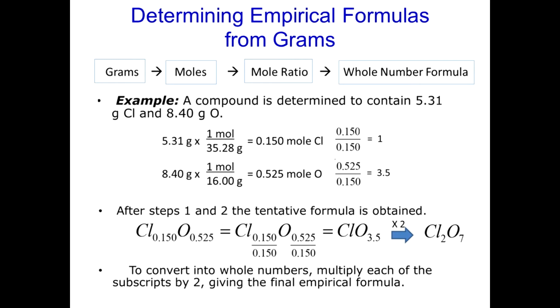Now, take a look at the example where we have Cl. A compound is determined to contain 5.31 grams of chlorine and 8.40 grams of oxygen. We're after moles. We have grams, but we want moles. So we convert to moles using dimensional analysis, and you get the number of moles of chlorine. Then you get the number of moles of oxygen. When you divide these, you get a ratio of 1 to 3.5. However, we can't use 3.5, so we will double that value. So you have to multiply everything times 2.